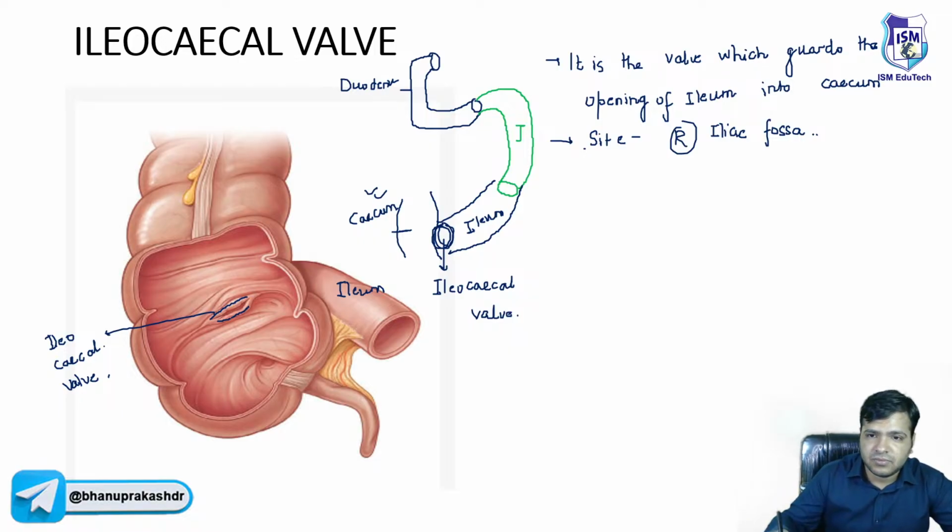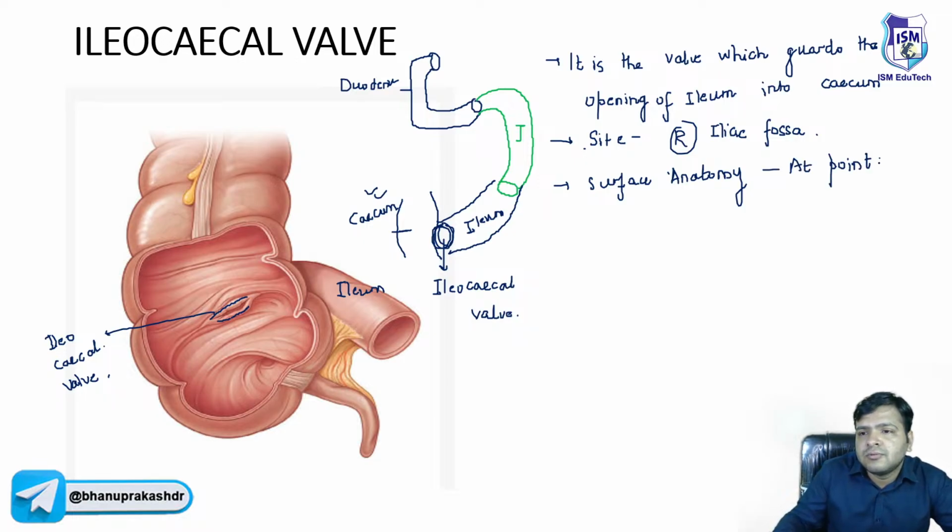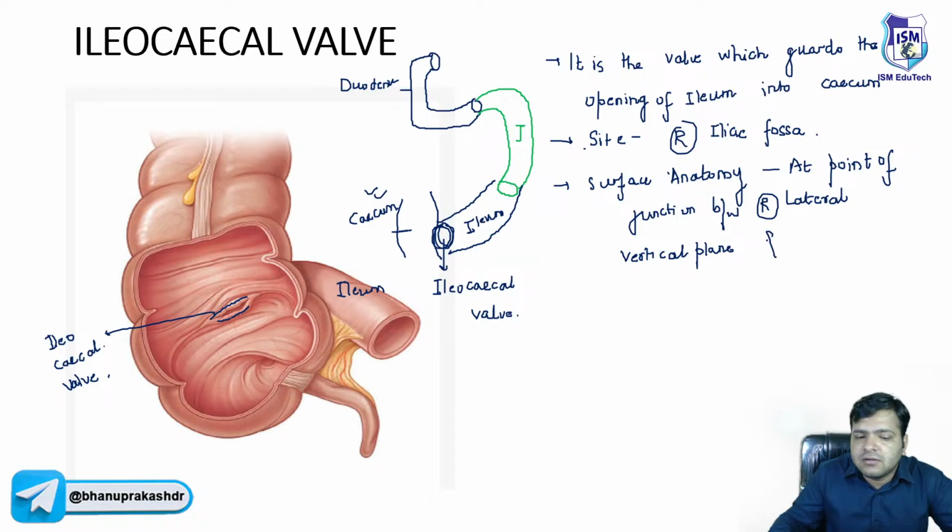So remember, if we talk about the surface anatomy, beta, it is at the point of junction between the right lateral vertical plane and the intertubercular plane.